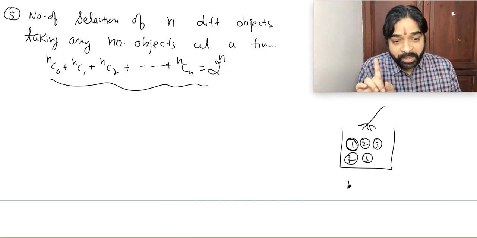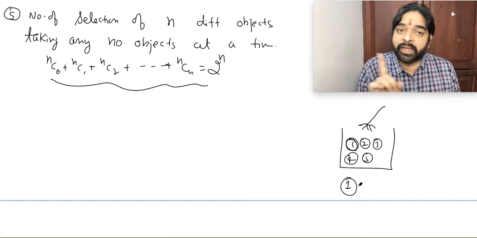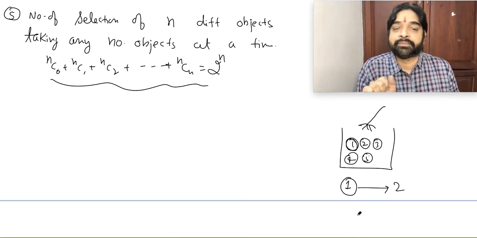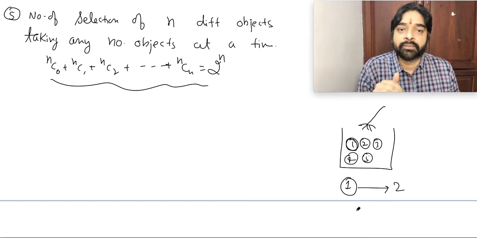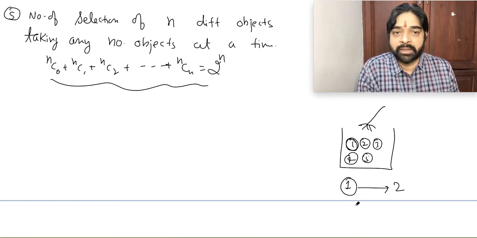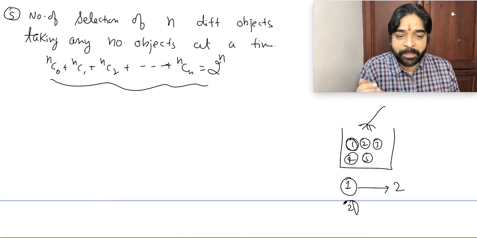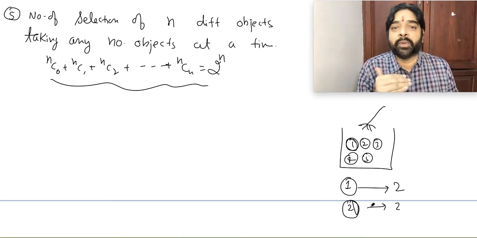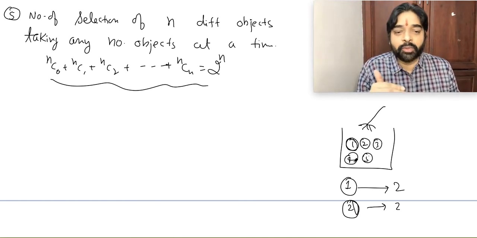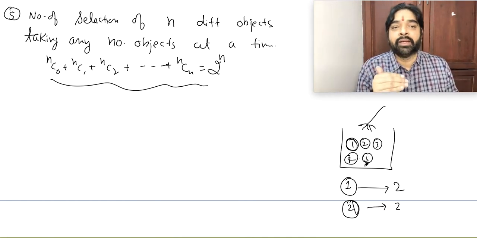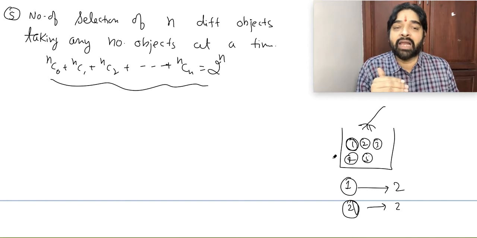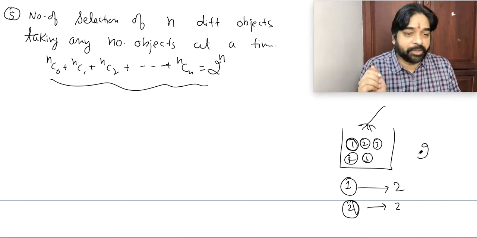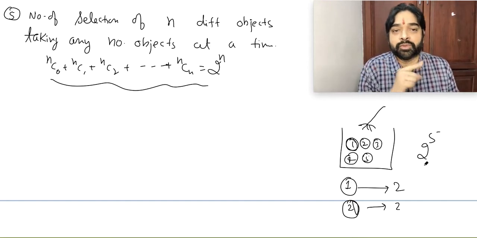Means one can participate in the selection in 2 ways: selected or not selected. Yes or no? 2 also can participate in how many ways? 2 ways. 3 also can participate in 2 ways. This is also 2 ways, this is also 2 ways, this is also 2 ways. So in how many ways can all of them participate? I will say 2 power 5. 2 into 2 into 2 into 2 into 2.